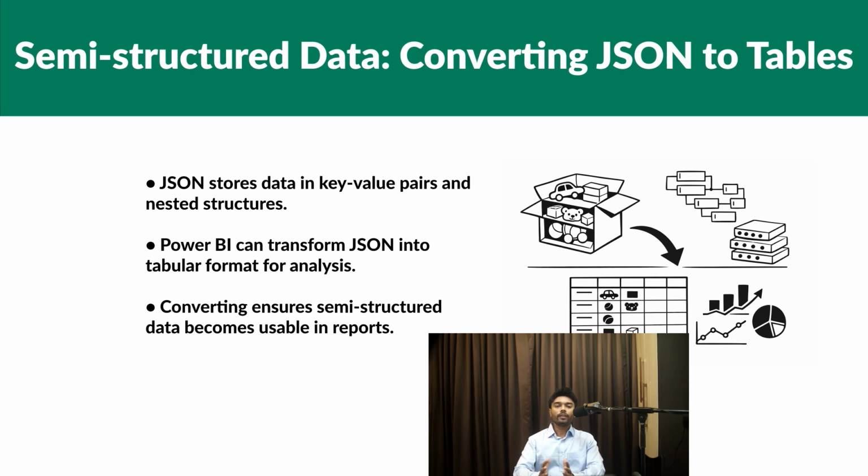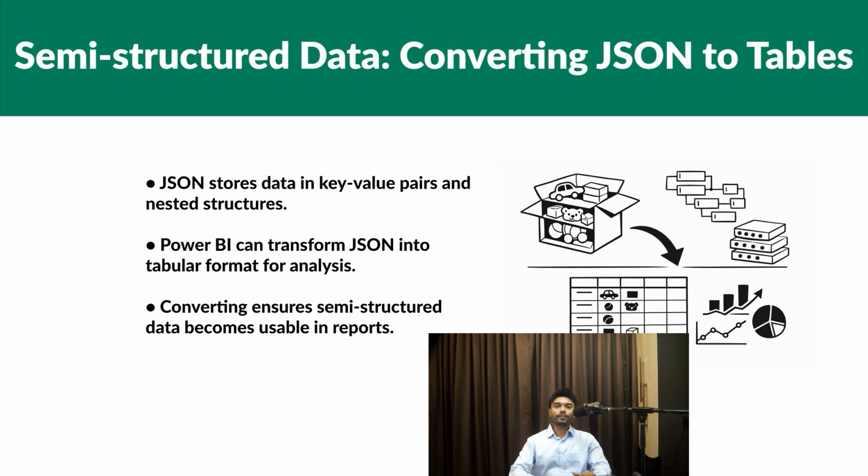Now let's begin one fresh new module that is about semi-structured data. And now we'll be learning about converting JSON to tables. Imagine receiving a box of items packed in layers. Something like this. The box and there are layers, right? JSON stores data in nested key value pairs, just like that box here.